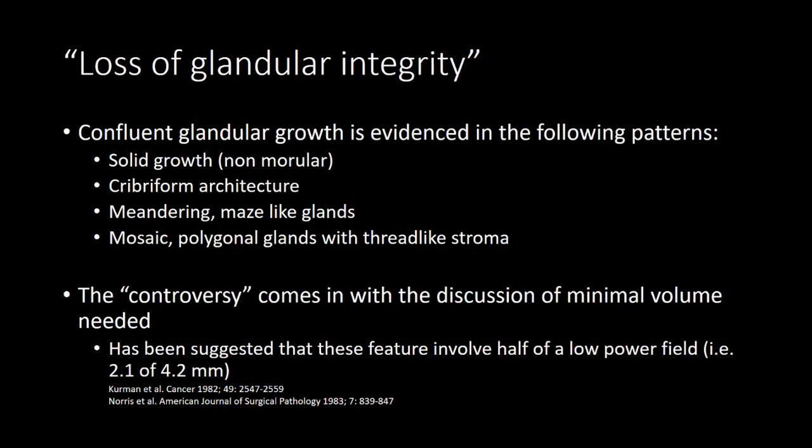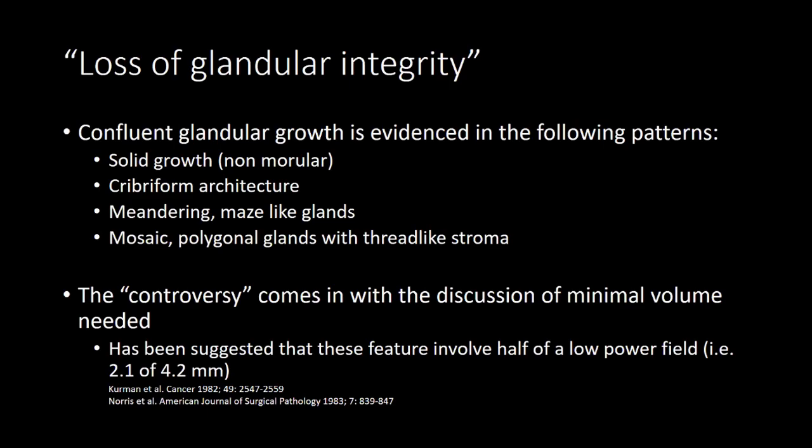And so these patterns that will invoke this are solid growth or cribriforming, maze-like glands, or kind of polygonal glands with thread-like stroma, or the mosaic pattern as it's called. And in the past, there have been suggestive measurements. I'm not a guy that likes to pull out a ruler every time I diagnose adenocarcinoma. I have my own internal thresholds that I use, as I'm sure many of you do. But there are hard numbers floating around out there that have been reported on before in the past. And sometimes these numbers are referenced and sometimes people use them. And I'm not saying that that's a right or wrong thing to do. But know that there are numbers floating around out there for this. And so it doesn't just mean if you see one cribriform gland, you can call carcinoma. In fact, I would argue that that's not the case.